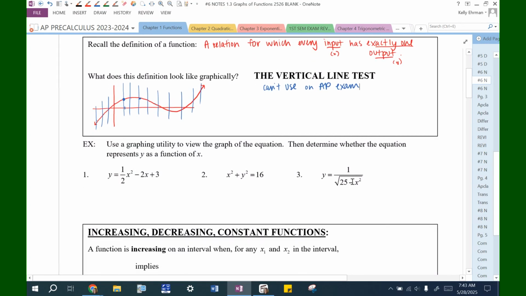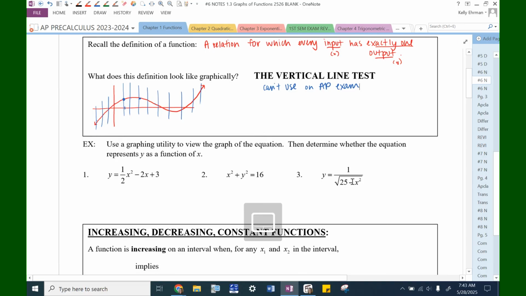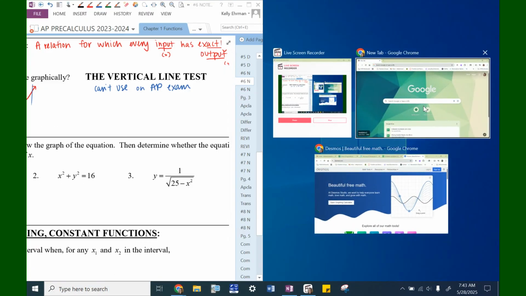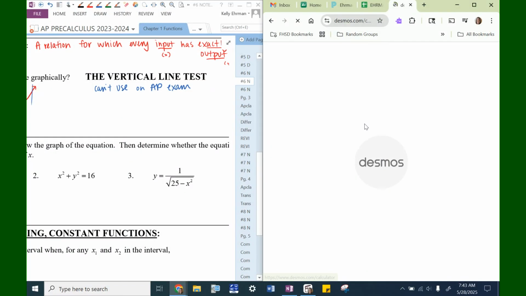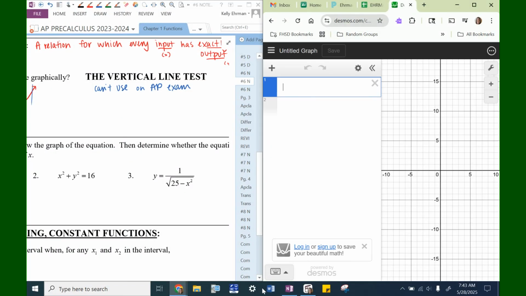So I want to practice using Desmos a little bit. This says use a graphing utility to view the graph of the equation. I'm going to primarily teach this class using Desmos. If you prefer your graphing calculator, that's okay, but you'll need to come to me individually with questions on how to use it. Desmos is so much more user-friendly, I would say. So I just went to desmos.com, open our graphing calculator. On test day, you'll have one on your school Chromebook that you can access when you need to use it.